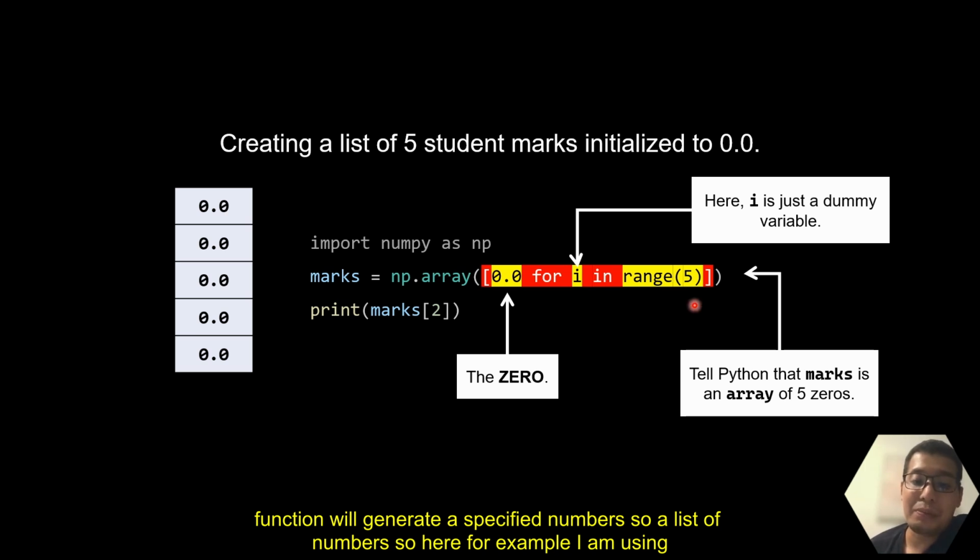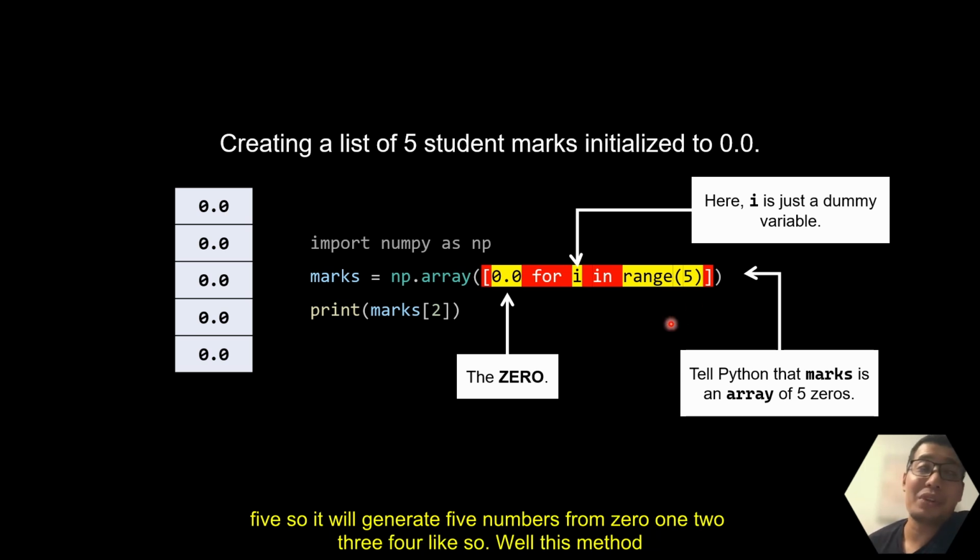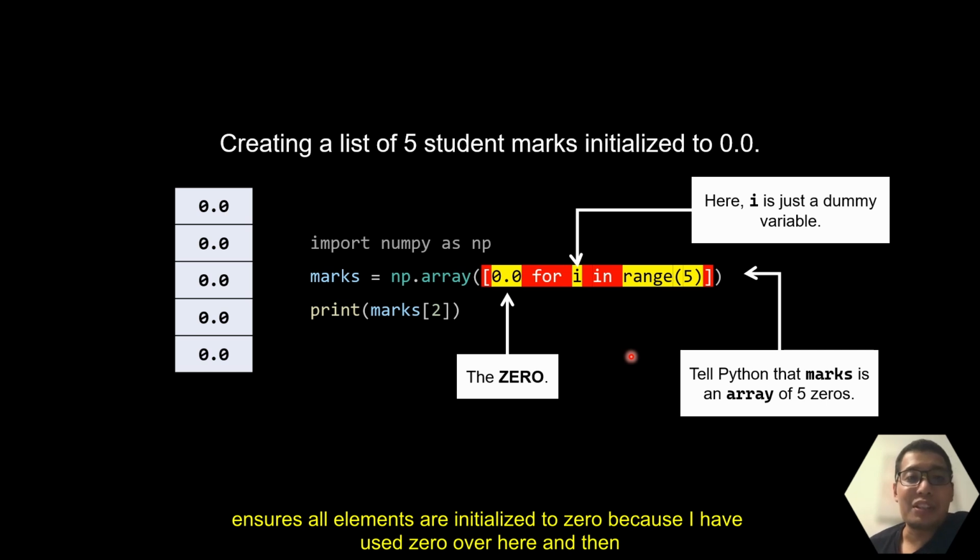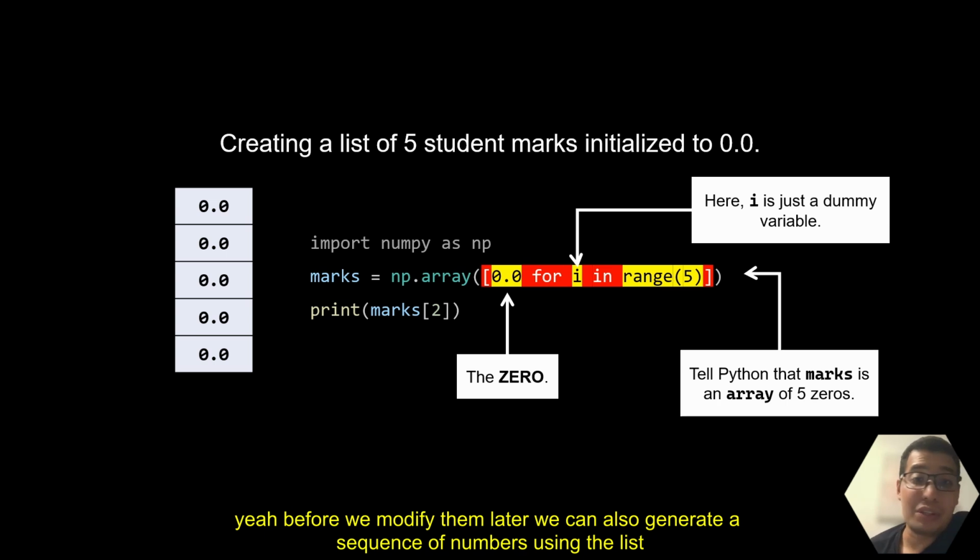So here, for example, I am using 5, so it will generate 5 numbers: 0, 1, 2, 3, 4, like so. This method ensures all elements are initialized to 0, because I have used 0 over here, before we modify them later.